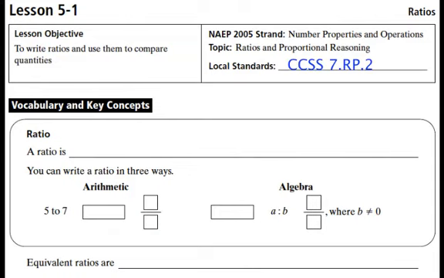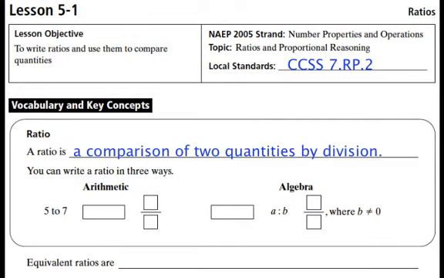Today's lesson is on ratios. We're going to write ratios and use them to compare quantities. This is an introductory skill for the Common Core Standard of 7.RP.2. A ratio is a comparison of two quantities by division.